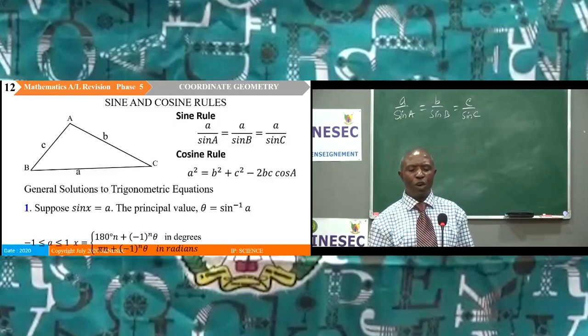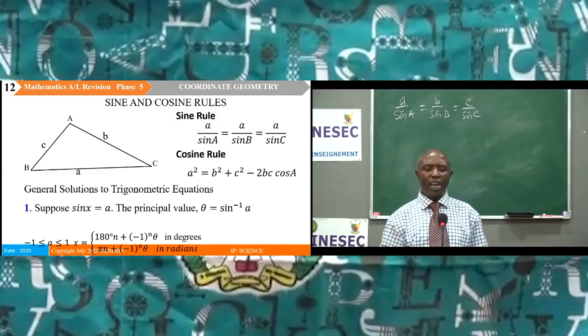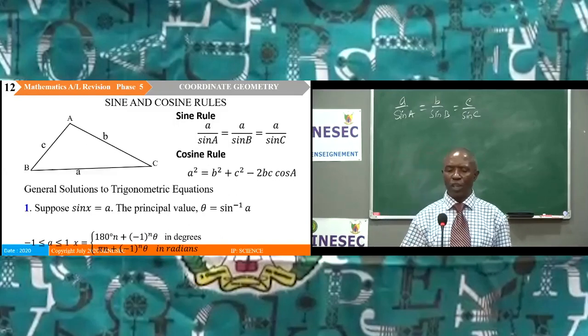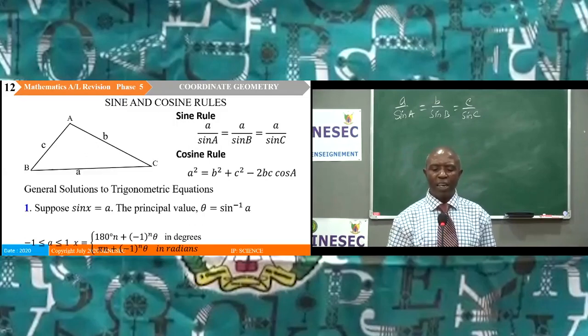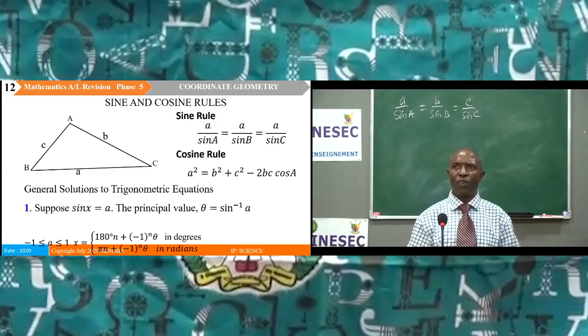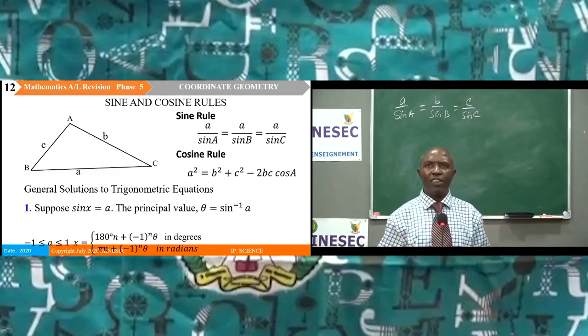General solutions of trigonometric equations. Suppose sine x is equal to a constant value a. The principal value is theta equal to sine inverse of that constant value a, and a must lie between negative 1 and 1.